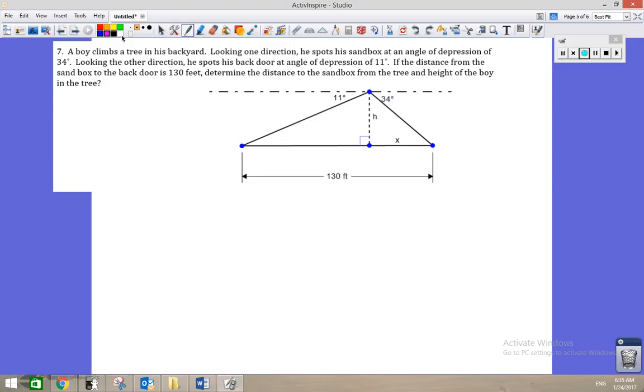So here we have the boy that's up in the tree. This dashed line is representing the tree. When the angle of depression is 34 degrees, when he tilts his head down from the tree, he sees his sandbox. If he looks the other direction and tilts his head down, he sees the back door of his house, apparently. Like I say, this dashed line is the tree.